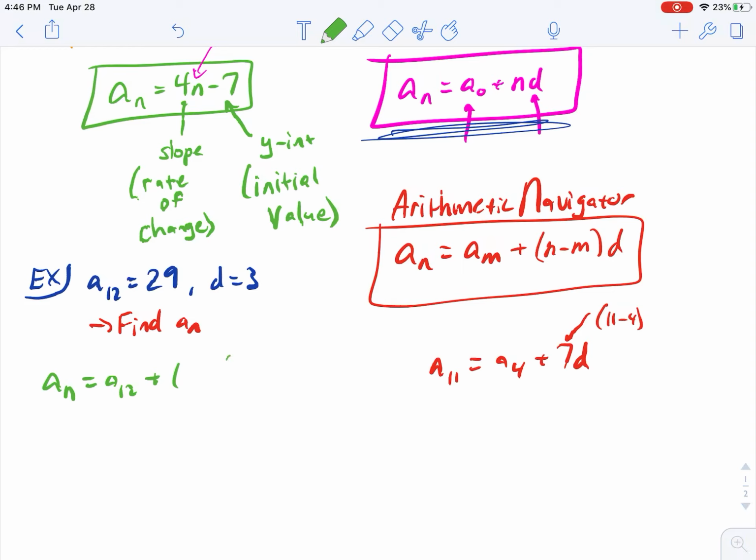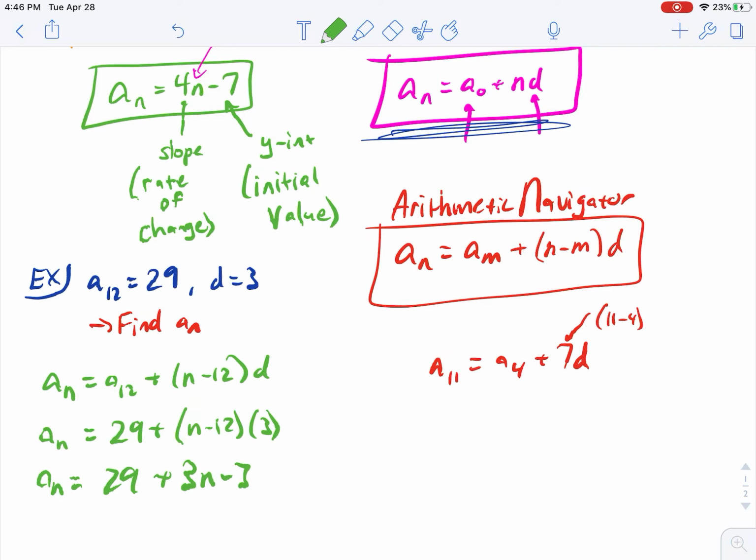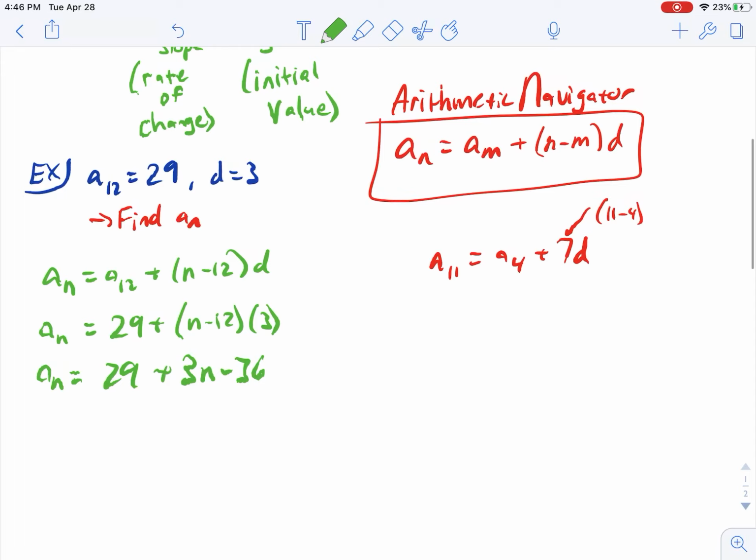I really want the nth term. Let me back that up here a second. They ask you to find a sub n. You have a sub 12. You need to add on a certain number of d's. How many? n minus 12.